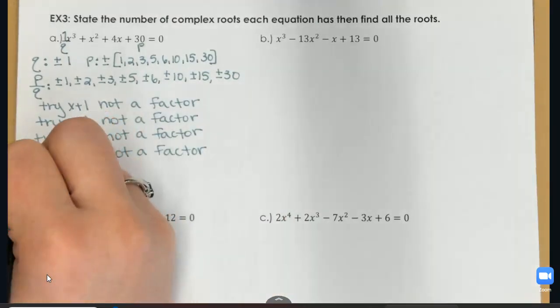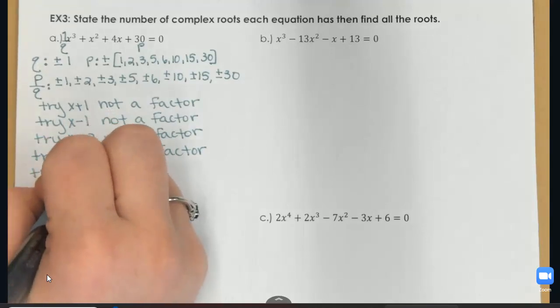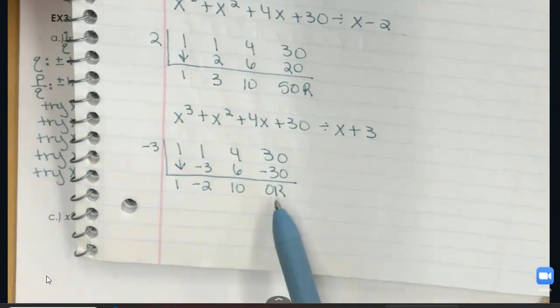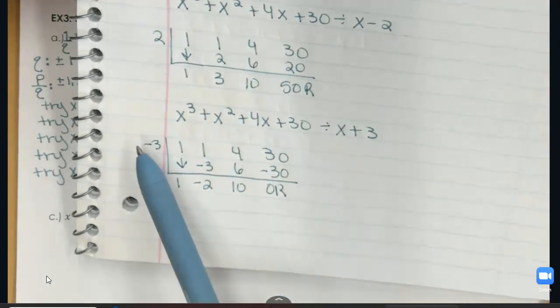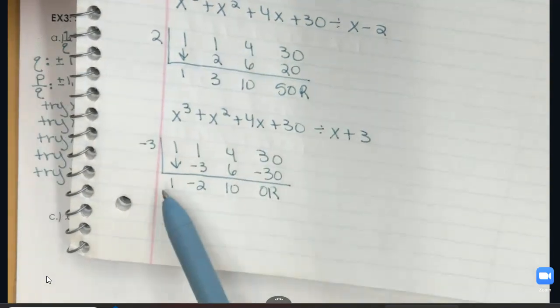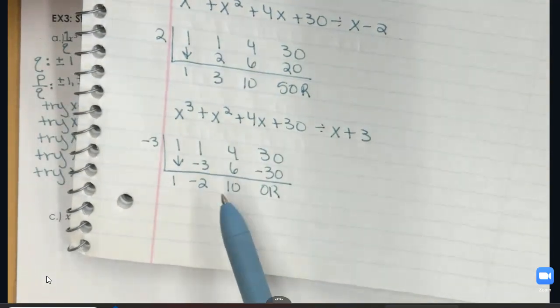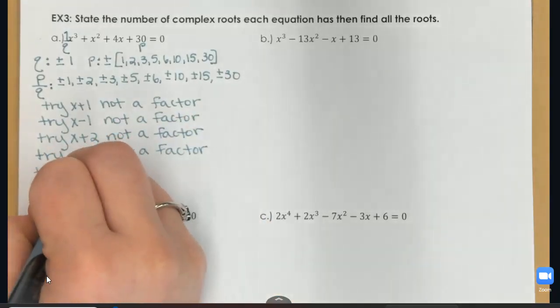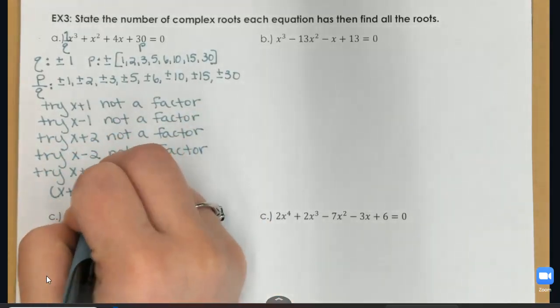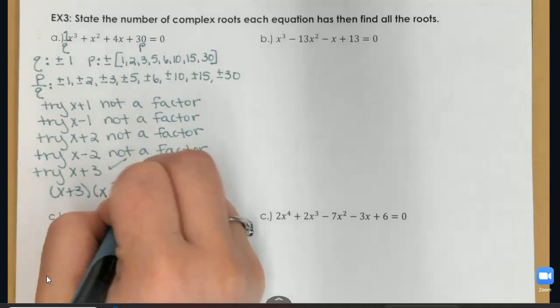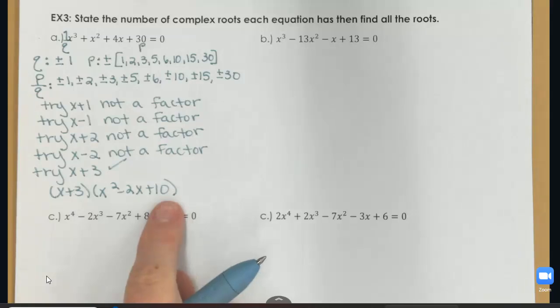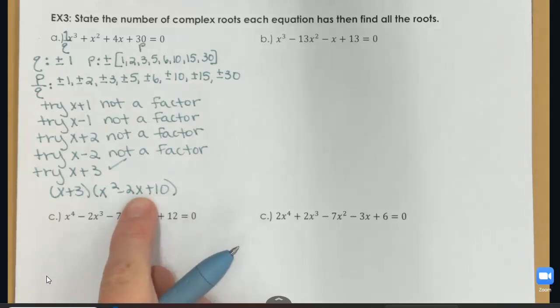So now I'm going to try x plus 3. And fifth time is the charm here because I did get a remainder of 0. So if I were to factor out x plus 3, I would get x squared minus 2x plus 10 as a result. So again, I have x plus 3 and then x squared minus 2x plus 10. Now, this one cannot be factored. I do not have factors of 10 that add to negative 2.